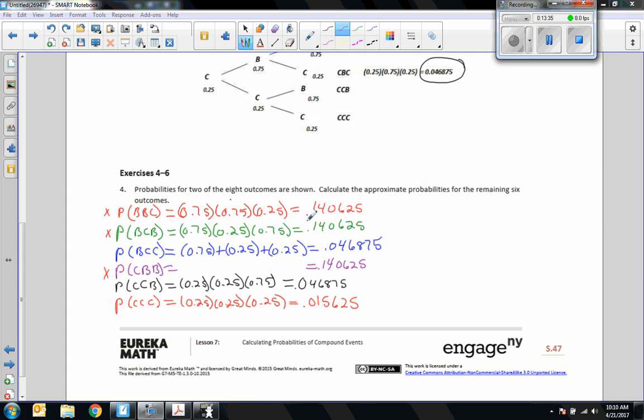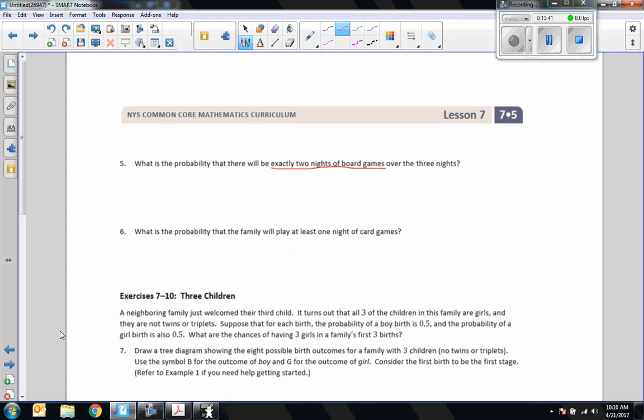Okay, so the probability of 2 B's, the probability is the same every time. It's 0.140625. So the probability of 2 board games, exactly 2. So the probability of a B, B, C, or a B, C, B, or a C, B, B, or I should just simply say 2 board games.